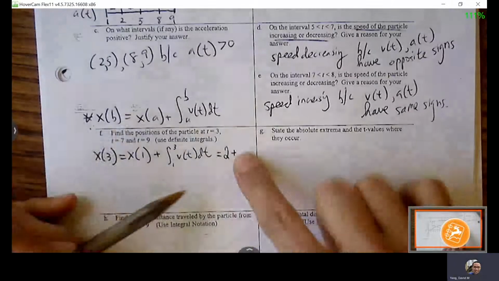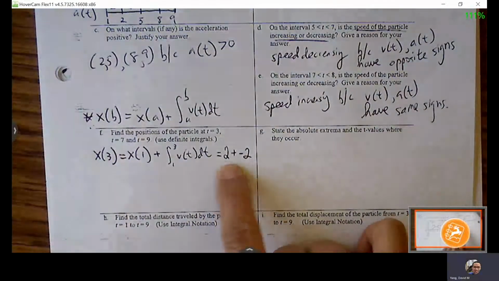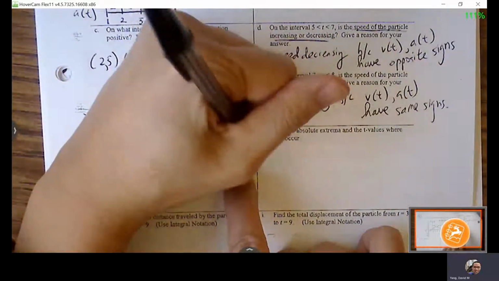Okay, so 2 plus negative 2. He's going to start off at location 2. He's going to backtrack 2 units. He's going to end up at location 0.